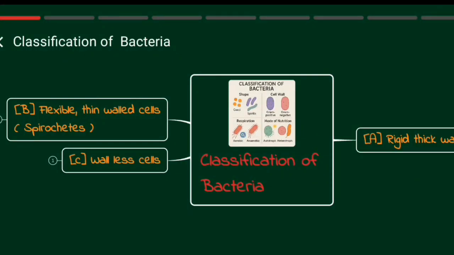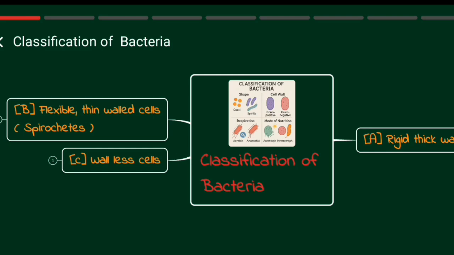Okay guys, let's talk about classification of bacteria. So bacteria are classified into three types: first, the rigid thick-walled cell bacteria; second, the flexible thin-walled cell bacteria, which are also called spirochetes; and third, the wall-less cell bacteria.